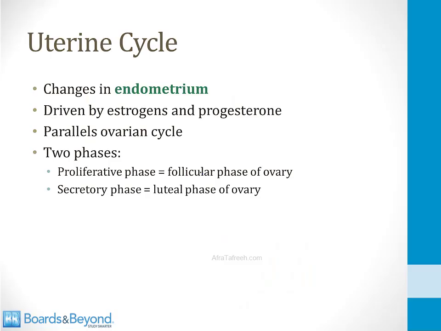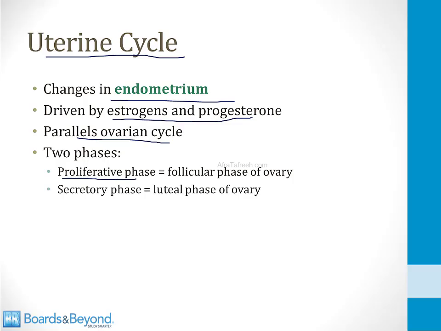So everything I've talked about up to this point are the changes in the ovaries during the menstrual cycle. Now I'm going to talk about the changes in the uterus during the menstrual cycle. This is sometimes referred to as the uterine cycle. These are changes in the endometrium, which is the endothelial layer of the uterus that sits on top of the myometrium, which is a smooth muscle layer. The uterine cycle is driven by estrogens and progesterone, and it parallels the ovarian cycle, and it has two phases.